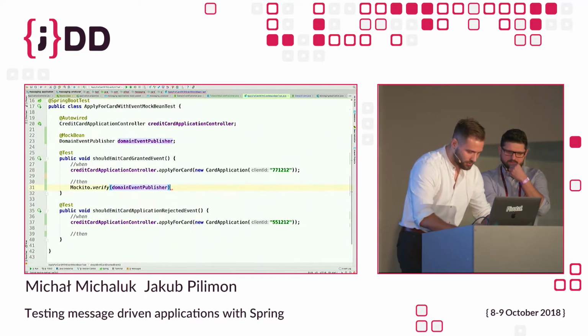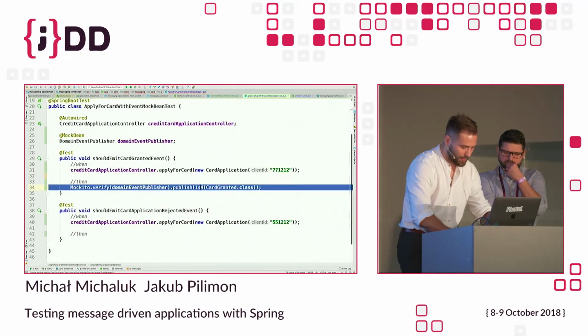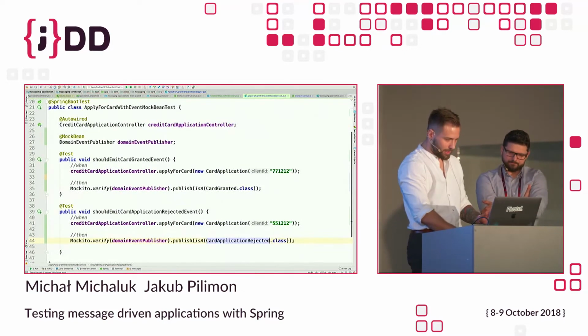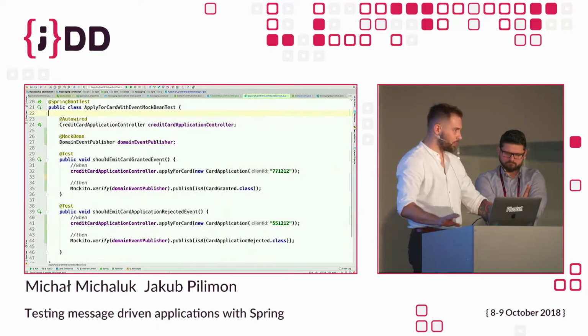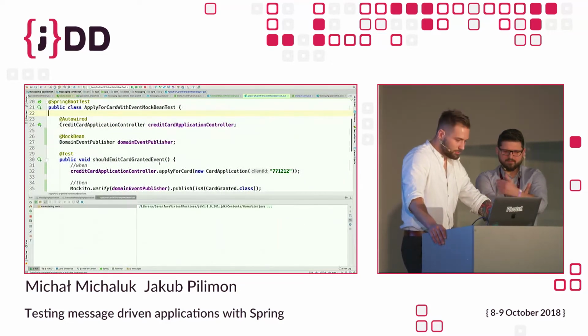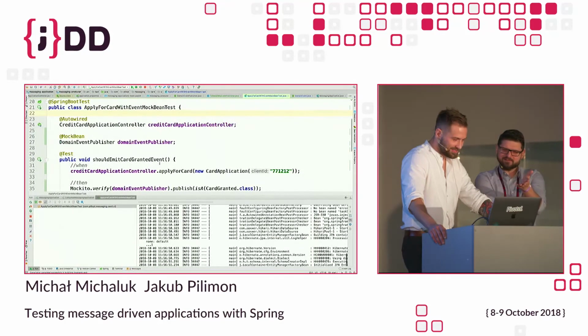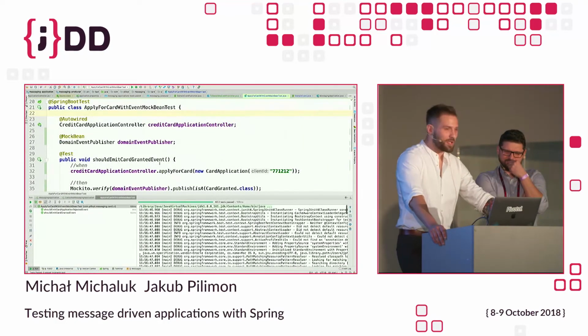Domain event publisher, publish, and it should be card granted, right? Yeah, in that case, granted. All right, let's just import this. Good. Copy paste again, and here we change it to application rejected. Yeah, cool. Nice. When I run this test, if it's green, can I go to production? Yeah, definitely, man. We never had such coverage before. Great. 200% on the business logic and even the integration test. Who thinks we can go to production?